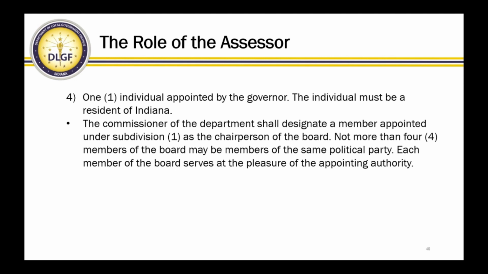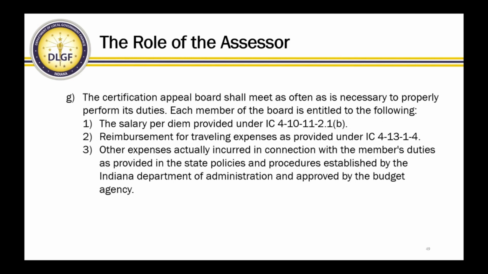The commissioner of the DLGF designates one of the 2 appointees from the DLGF to serve as the chairperson, and no more than 4 members may be of the same political party. And each member, as you can see, serves at the pleasure of the appointing authority. If we did have to meet, each member would be entitled to per diem, salary per diem, and also reimbursement for expenses.